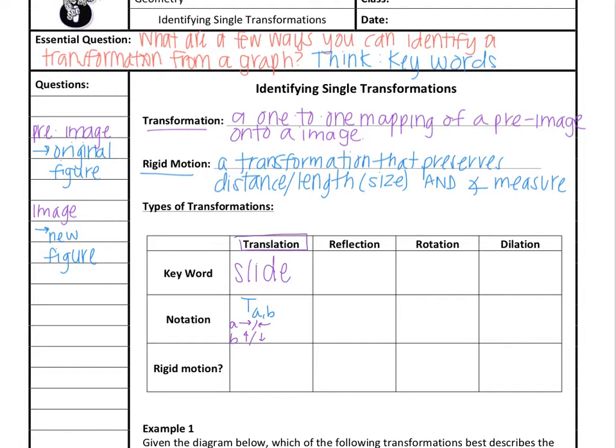And then the question says, is it a rigid motion? So remember again, rigid motion preserves distance and angle measure, or length and angle measure. So if we were to take and sketch this real quick, take a triangle, move it to the left, move it up, and redraw it. Is the distance the same? So is this side on the left equal to this side on the right? Is this angle equal to this angle here? And the answer is yes. So we're going to say yes, because distance and angle measure are preserved.